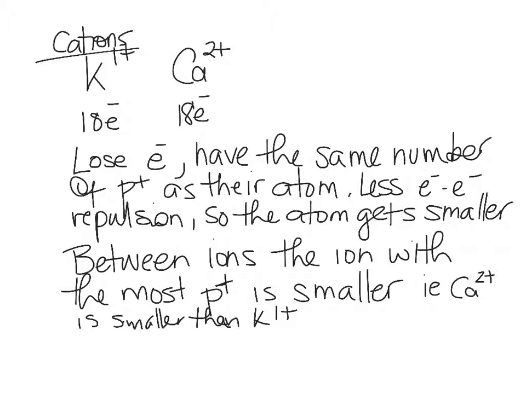What happens? They get smaller. Which ones get smaller? From left to right. It still gets smaller. Can you guys think about what you're doing here? Why might N3- be bigger than O2-, which in turn is bigger than F1-? Again, think about electron-electron repulsion and the number of protons.